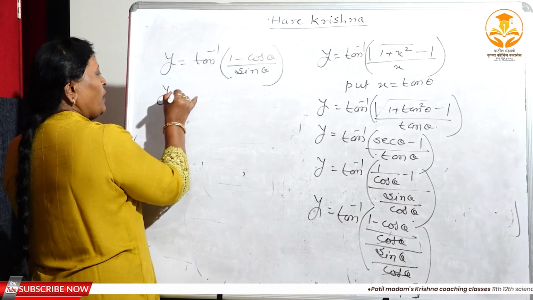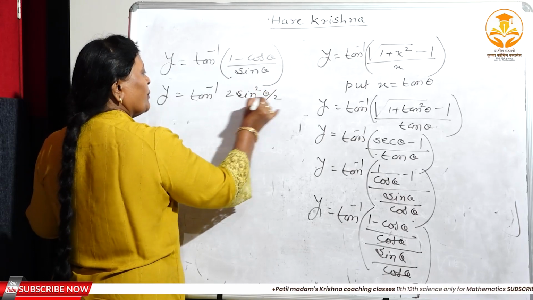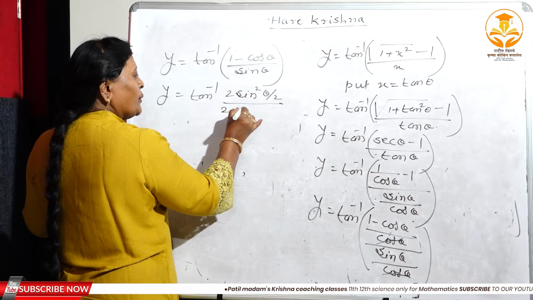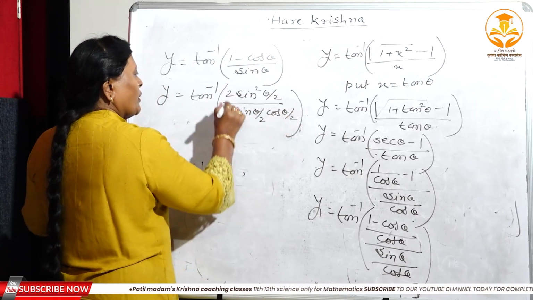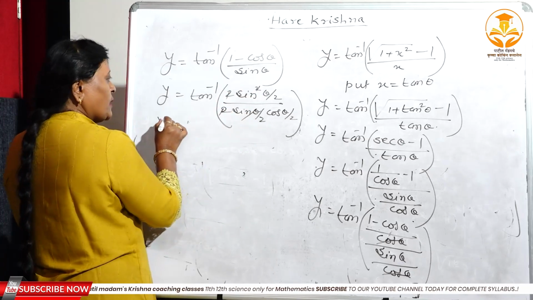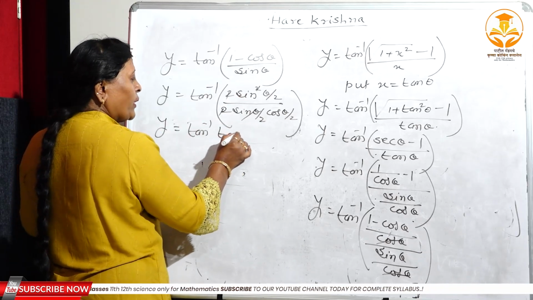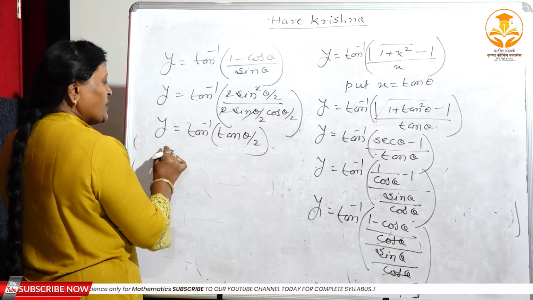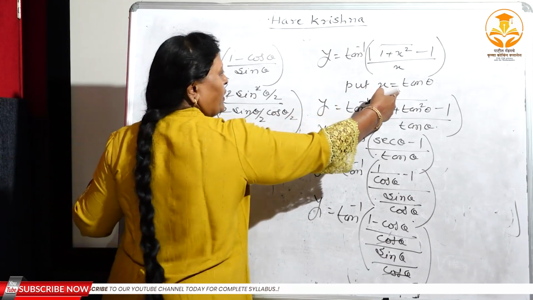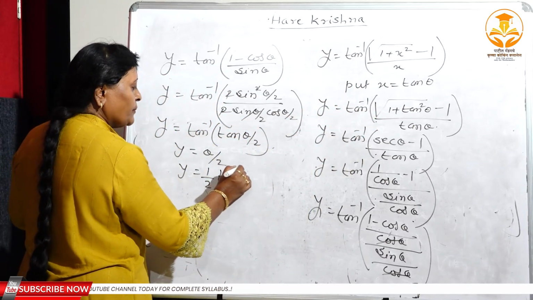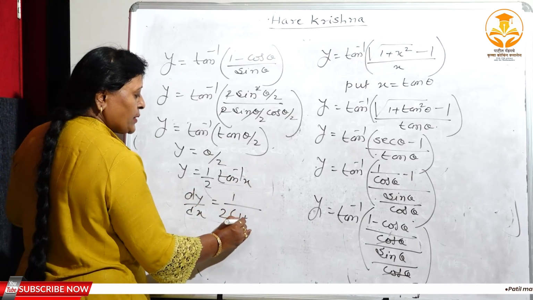Again use the evergreen formula. 1 minus cos theta you can write as 2 sin square theta by 2, and sin theta you can write as 2 sin theta by 2 cos theta by 2. Right? Therefore 2 gets cancelled. Again 1 sin theta by 2 gets cancelled. What is remaining? Tan inverse sin theta by 2 cos theta by 2, you have got as tan theta by 2. Tan inverse tan gets cancelled. What is remaining? Theta by 2. Y is equal to theta by 2. And what is theta here? That is equal to tan inverse of x. Therefore the derivative dy by dx is equal to 1 upon 2 times 1 plus x square.